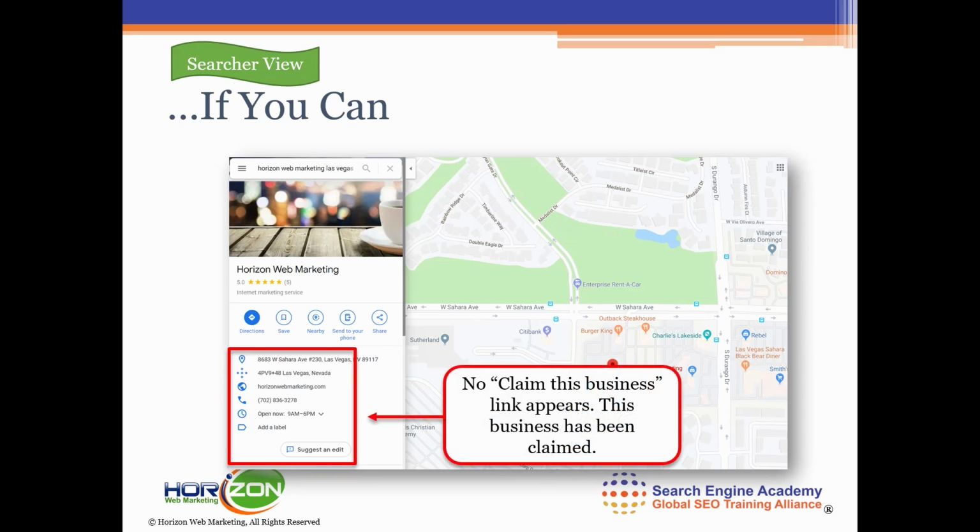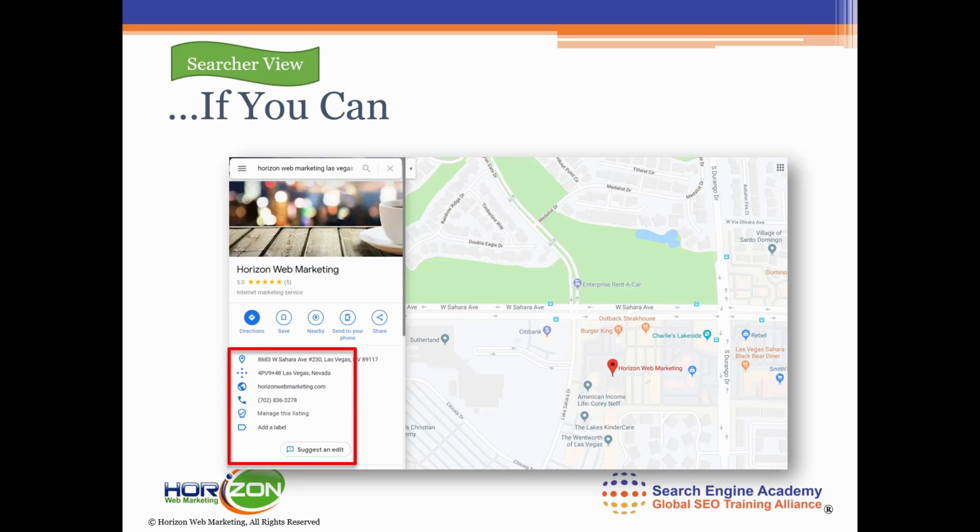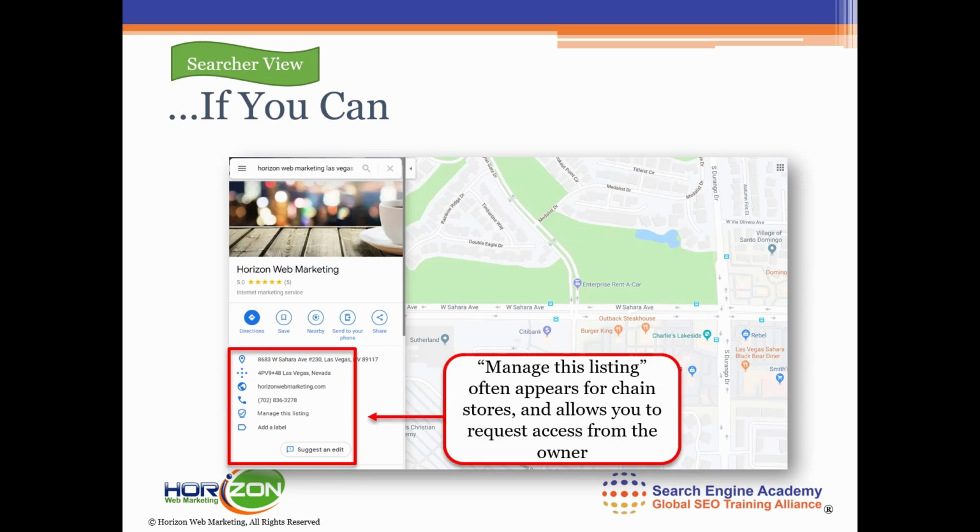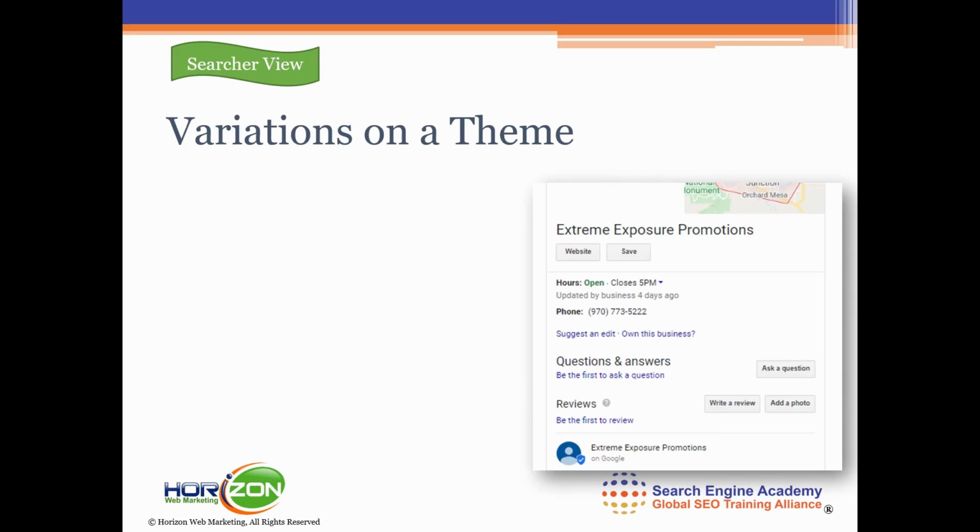Finally, in some cases, you will see something that says manage this listing. For example, in this case. And again, I faked this because Horizon Web Marketing doesn't actually show this. But for some listings, you'll see manage this listing. That often appears for chain stores and franchise businesses. When it does, it allows you to go through a process to request access to the listing from the owner of the listing so that you can actually manage it, which is typically what you want to do if you have a franchise business.